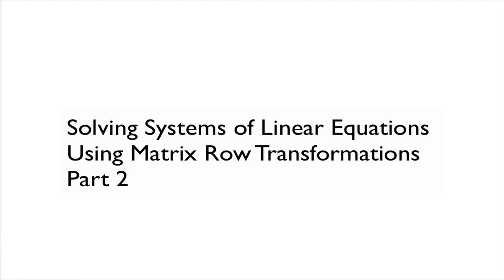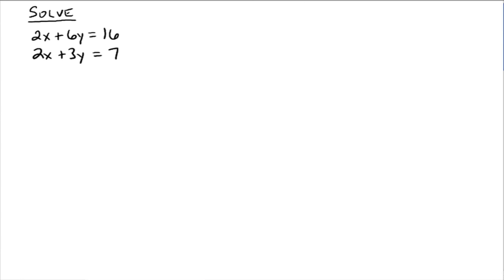Alright, so now we have a couple of examples on solving systems of linear equations using matrix row transformations. This is part 2. Make sure if you haven't seen the first video, you go back and see that one first. Alright, so let's use our system that we were playing with a minute ago.